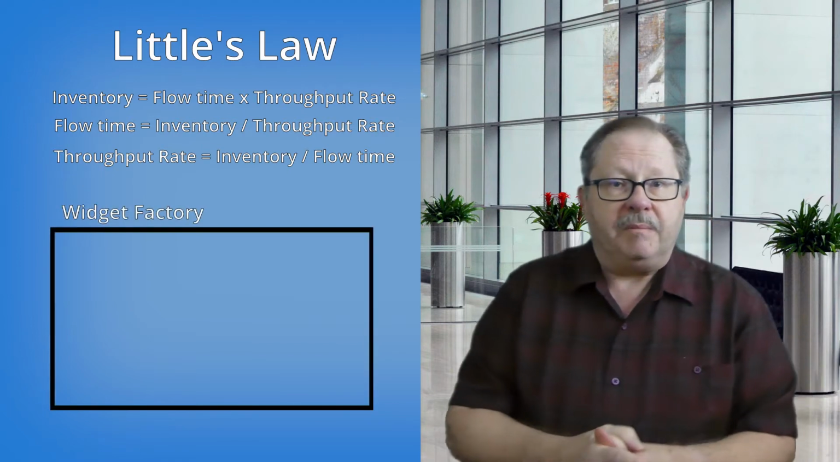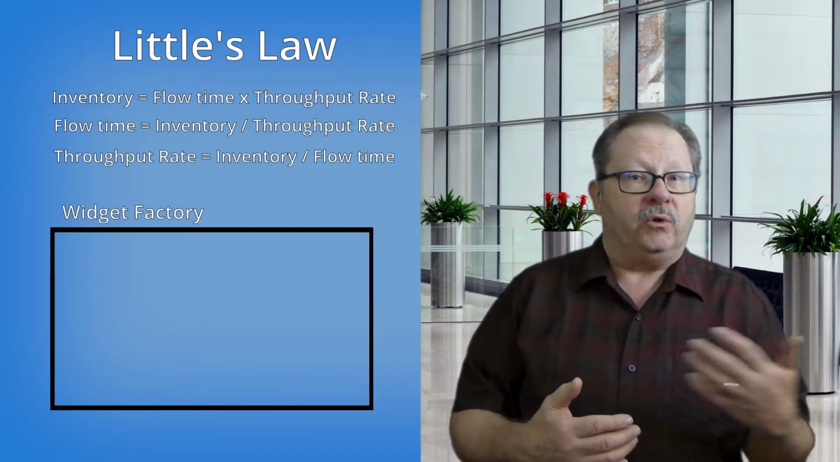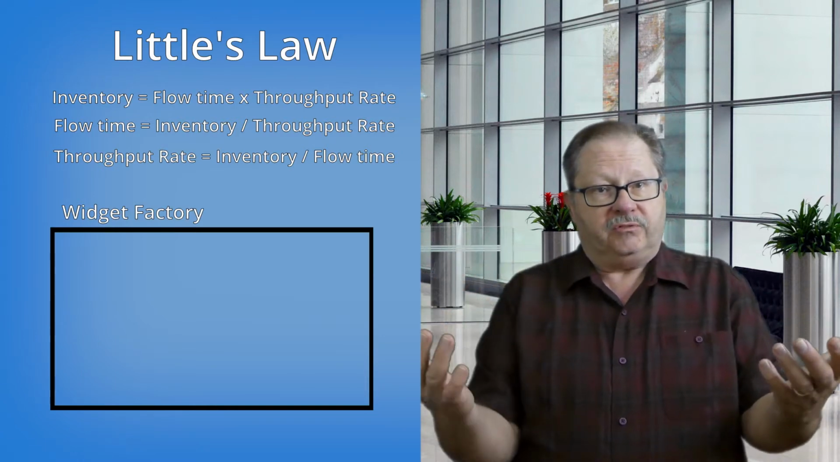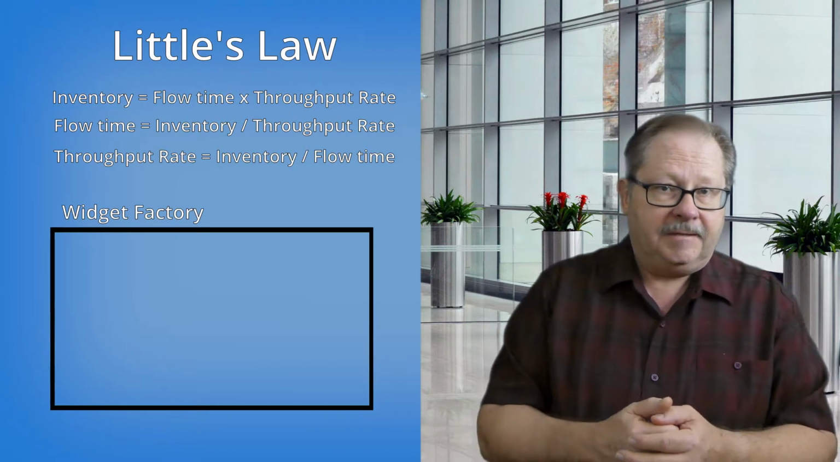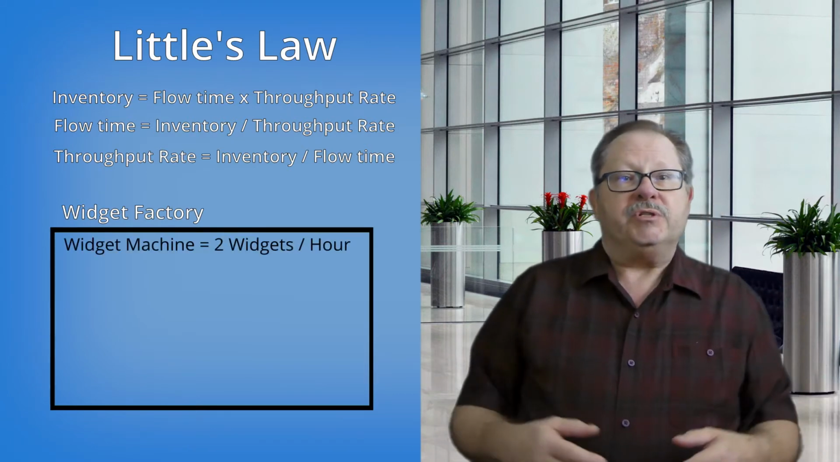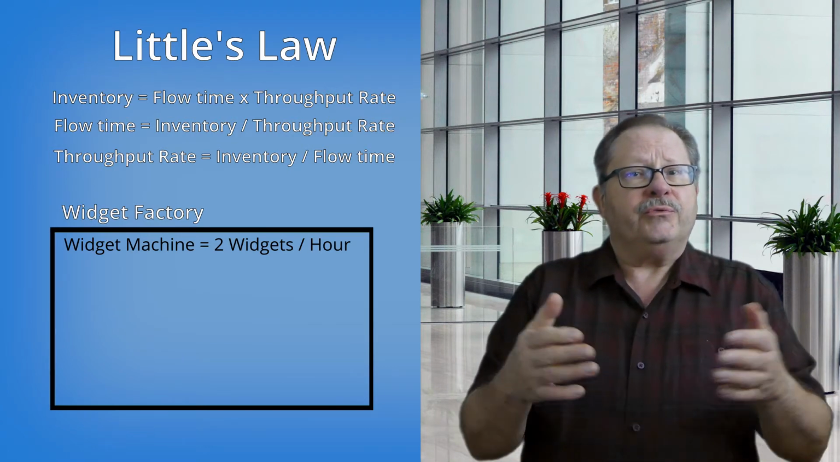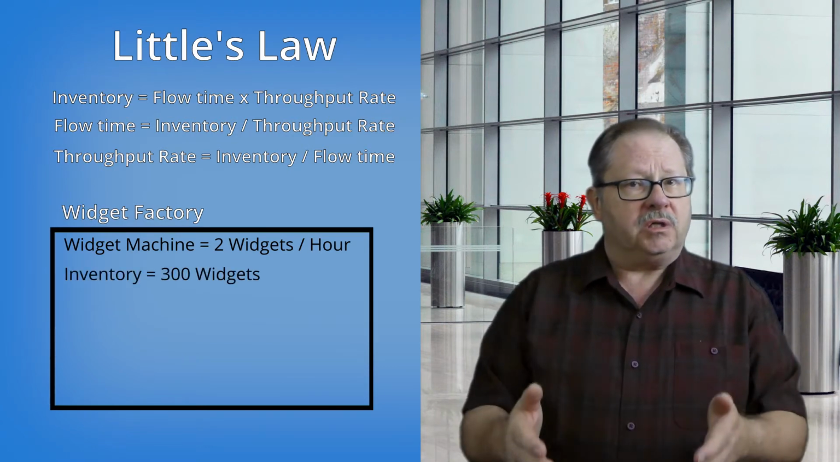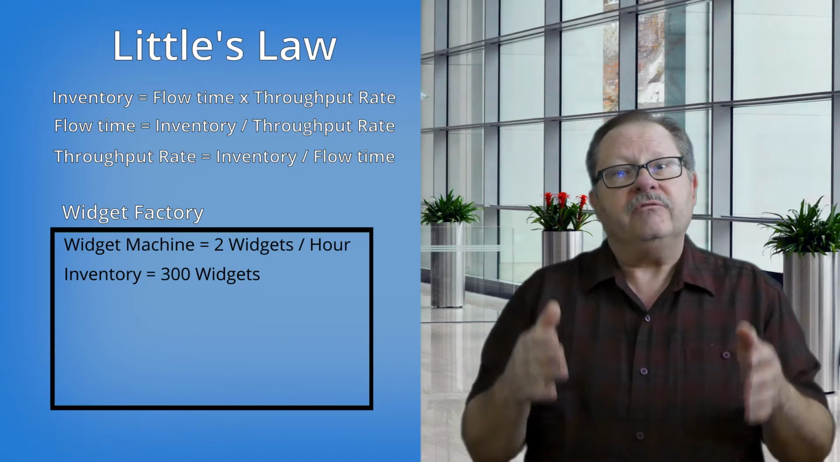A widget company makes custom widgets and is experiencing long lead time from when an order is placed to when it's fulfilled. Let's find out how long that lead time is. Our widget making machine puts out 2 widgets per hour. On average, there are 300 widgets being worked on or waiting to be worked. We're looking for the flow time.